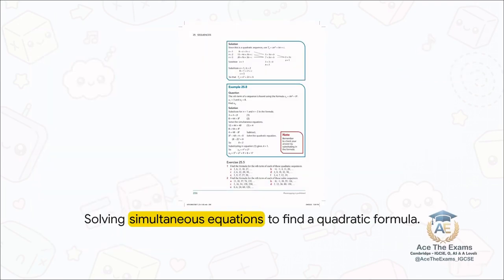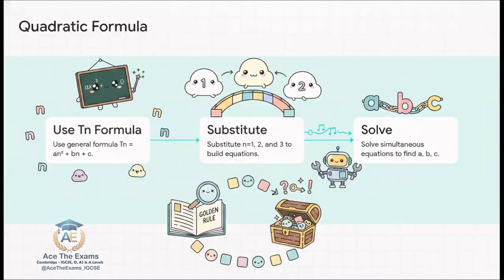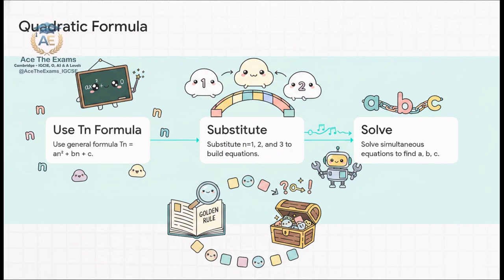And this brilliantly illustrates what we have to do when a simple comparison just isn't enough. For a stubborn quadratic sequence, we use the general quadratic formula. Tn equals an squared plus bn plus c. By plugging in the actual values for the first, second, and third terms, we basically create 3 distinct equations. From there, we do the heavy algebraic lifting, solving simultaneous equations, to isolate and find our secret variables, a, b, and c. Let's pace ourselves and break that complex algebraic method down into an easily digestible checklist.